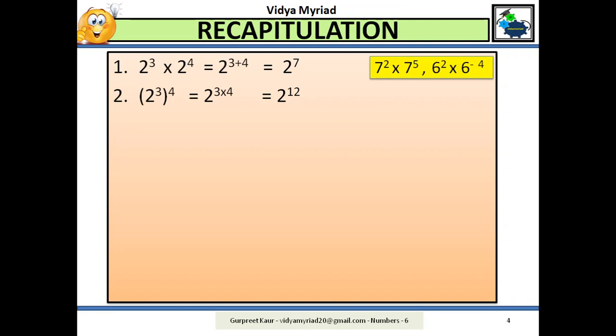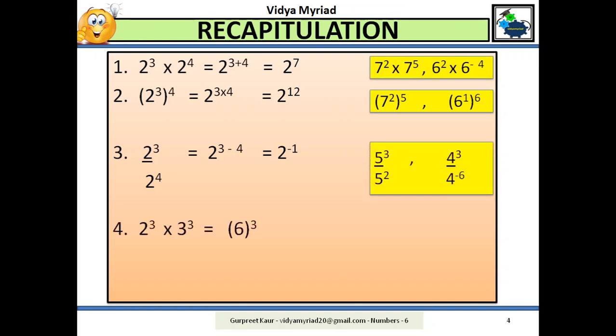Next, 2 raised to power 3 the whole raised to 4. We will multiply the powers, and you will get the answer as 2 raised to power 12. Number 3 is a division, so you will subtract the powers. It will come as 2 raised to power minus 1, or you can also write it as 1 upon 2 to remove the negative power.